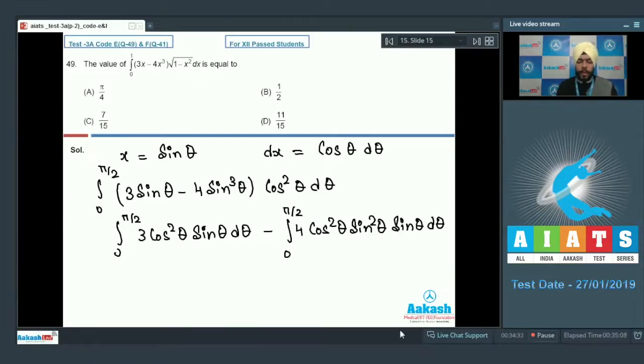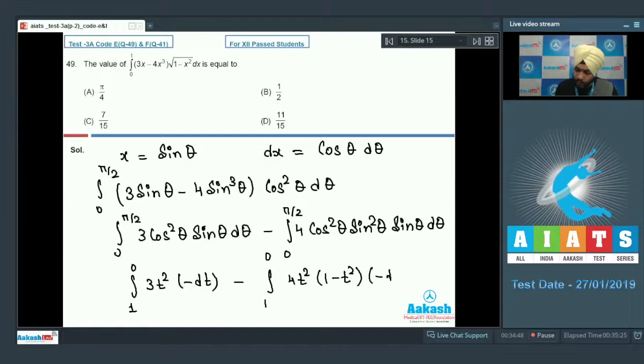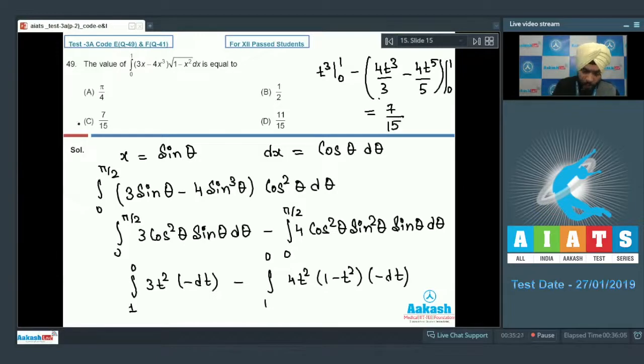In both the integrals, I'll put cos theta as t. So from 1 to 0, 3t square into minus dt. And again, from 1 to 0, 4t square into 1 minus t square into minus dt. So minus will be adjusted in the limits. It will be t cube from 0 to 1 minus 4t cube by 3 minus 4t power 5 by 5 from 0 to 1. Answer will come out to be equal to 7 upon 50. Okay, option number C is correct.